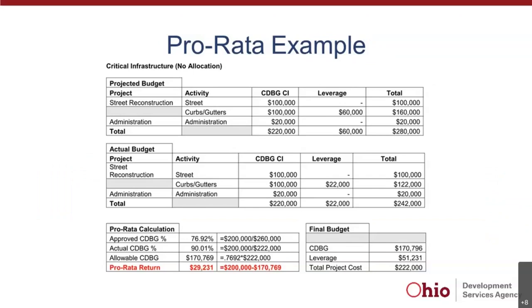You may review this slide as an example, but again, the easiest way to think about it is that if the project experiences a cost savings, all participating funders share in that savings. Another easy way to remember or understand is that the percent of CDBG used for the project cannot exceed the percent of CDBG approved in the grant agreement.